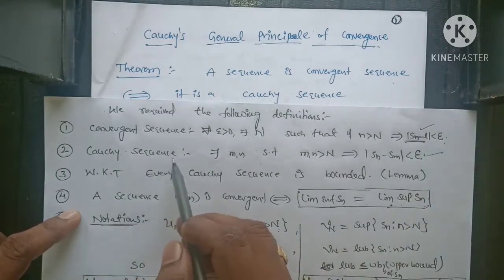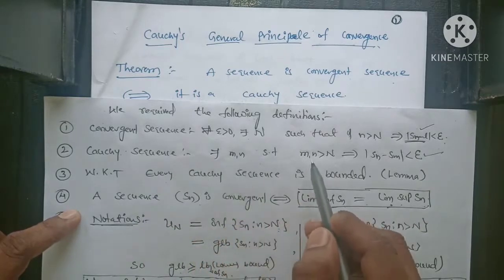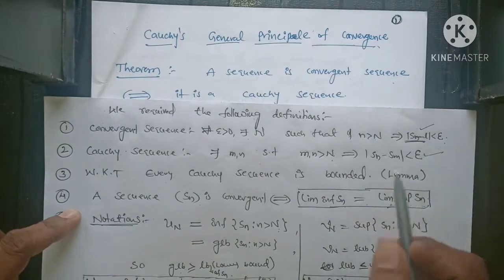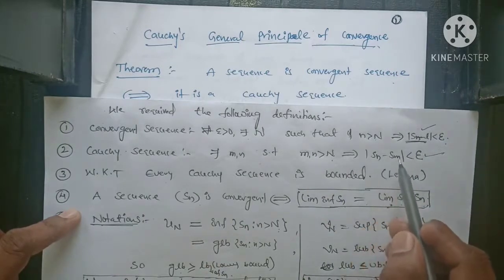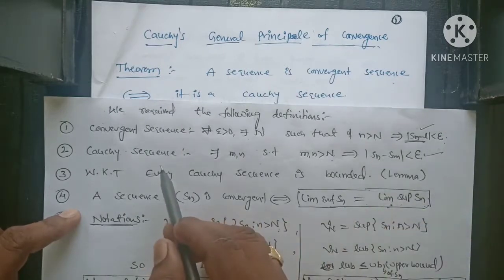What is a Cauchy sequence? For each epsilon greater than 0, there exists a number capital N such that m, n greater than capital N implies mod Sn minus Sm less than epsilon, meaning the difference of these two terms is always less than epsilon. That sequence Sn is called a Cauchy sequence.